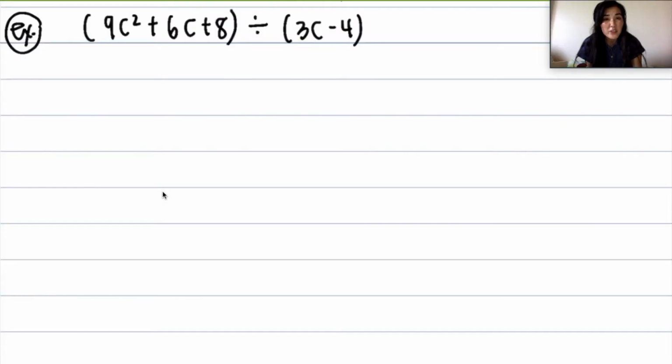All right, so for those of you who would like that extra practice, here is another example for you to try. I'll go ahead and speed it up so that you can see the steps and then get that final answer also. So you're going to be dividing 9c squared plus 6c plus 8, and that's going to be divided by 3c minus 4.